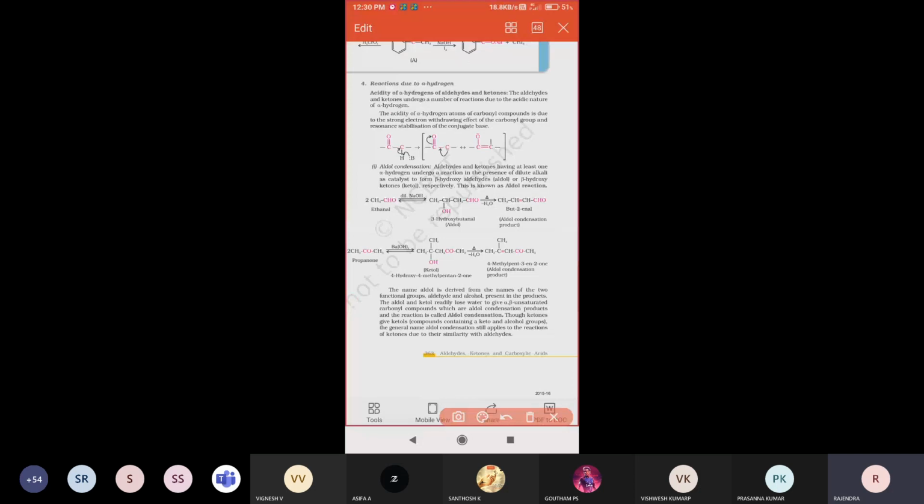Let us see what aldol condensation is. First, see the definition once. Reactions due to alpha hydrogen: acidity of alpha hydrogens of aldehydes and ketones. Acidity is nothing but what? Acidity stands for what? What is the meaning of acidity? What ions are present there?